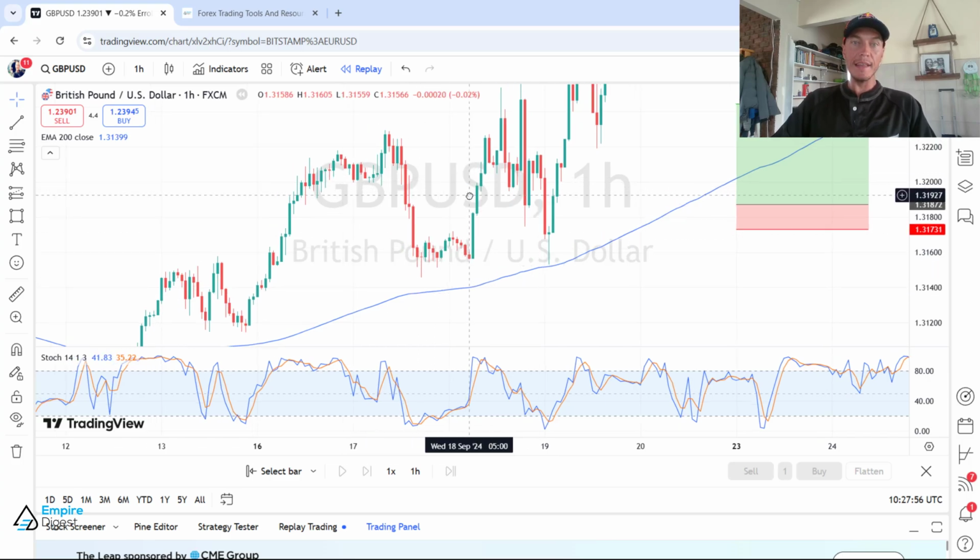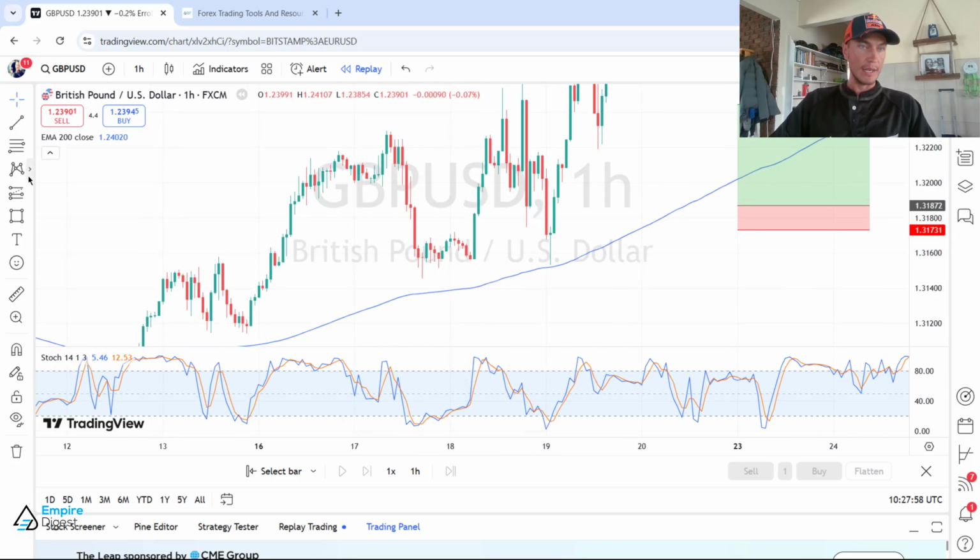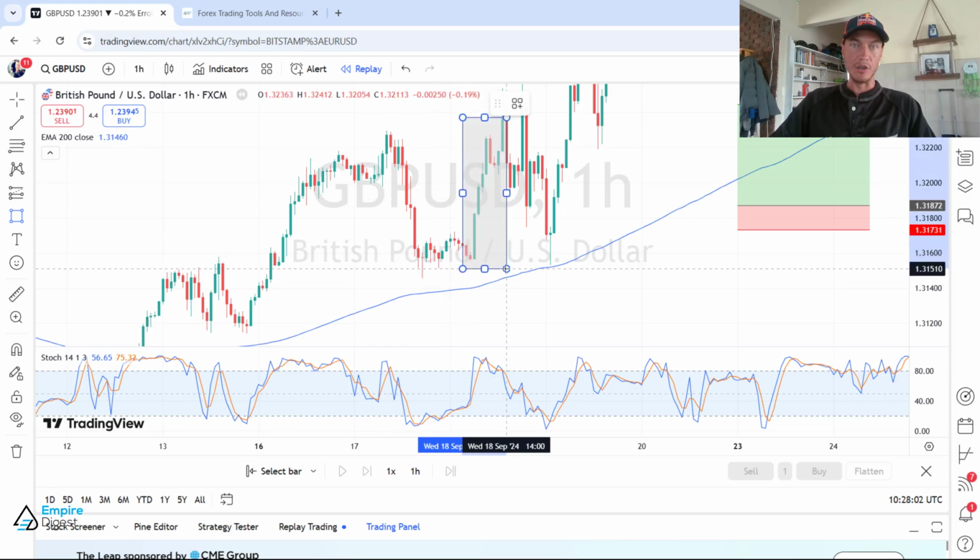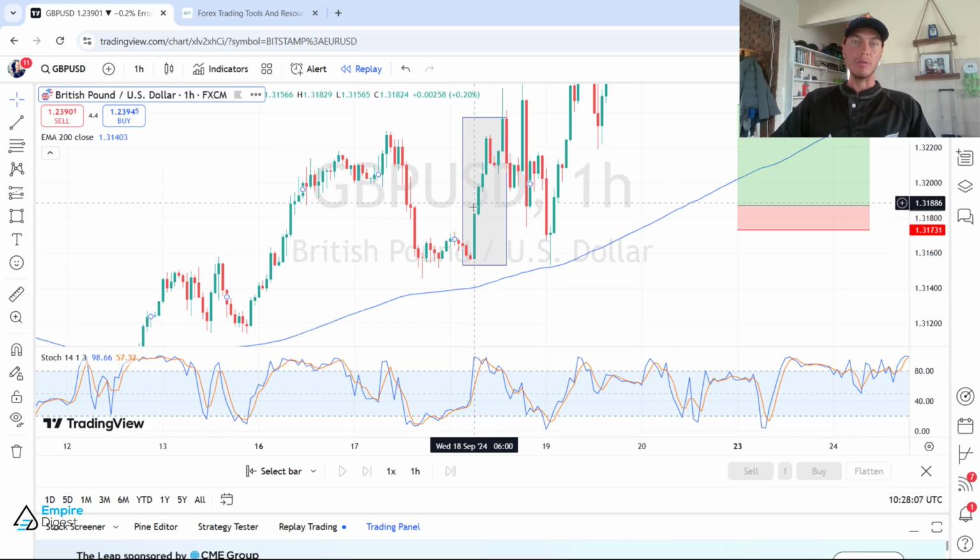Now, looking at this zone right here, let me draw a nice little rectangle for you. So looking at this zone right here, this formed a nice little demand zone. As you can see, we had a red candle, and then there was some previous structure right here, some previous structure right here, which now acted. The market came down, then it acted as support, and here it acted as resistance.